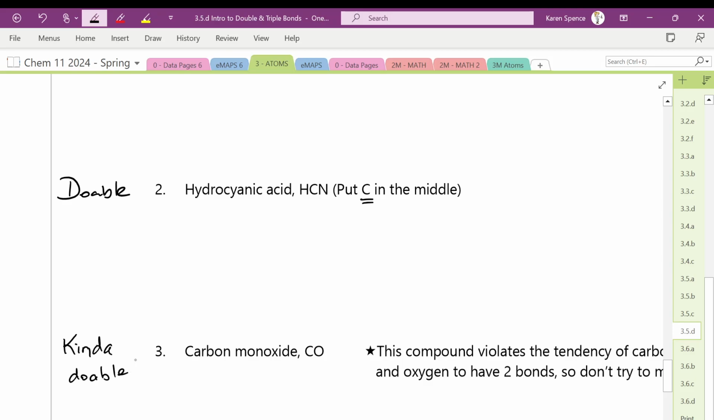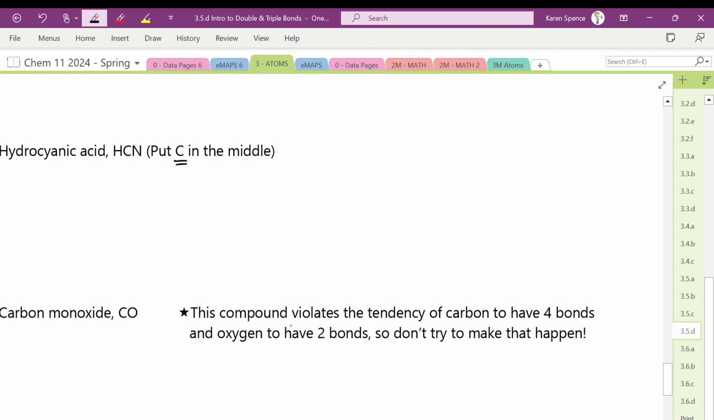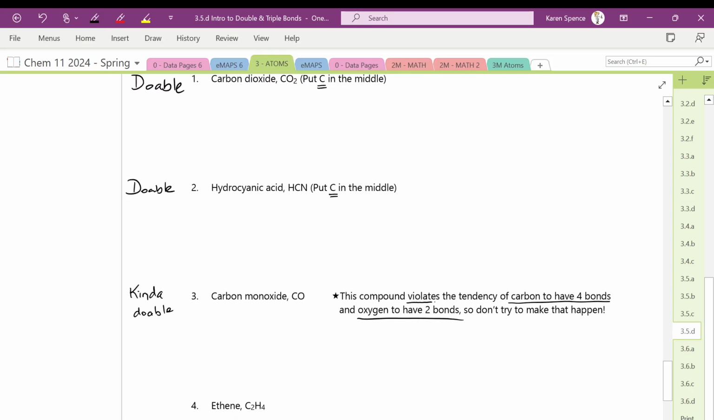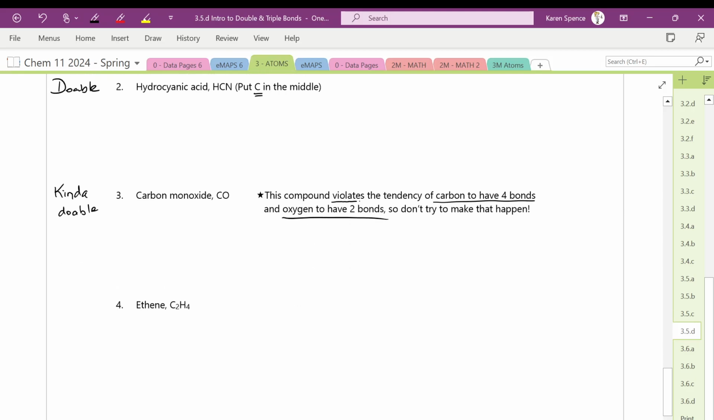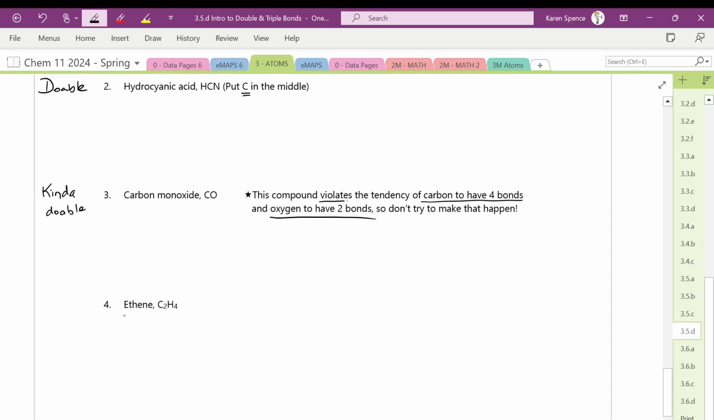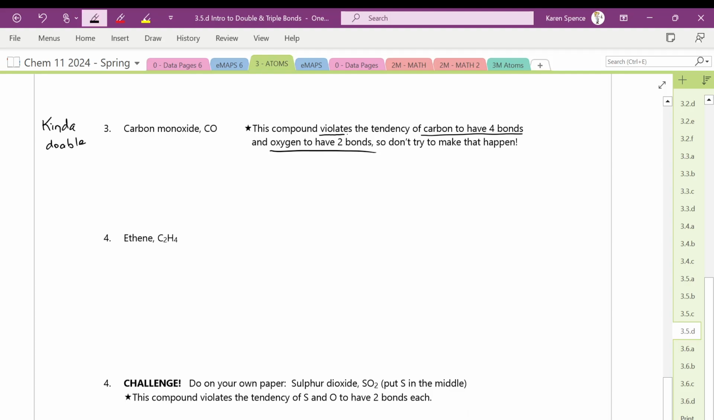Now, the thing to remember is that the compound violates the tendency of carbon to have 4 bonds. So you can expect this to be an exception to the 4 bonds and an exception to oxygen having 2 bonds. So don't try and make it happen. But if you get stuck on carbon monoxide and you cannot make it happen, that's okay. And then finally, we have ethene, which is going to be more of a challenge.